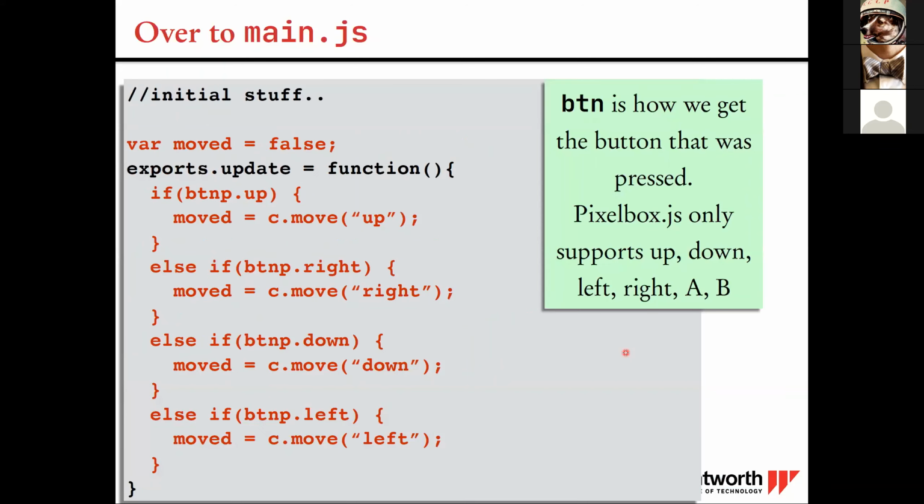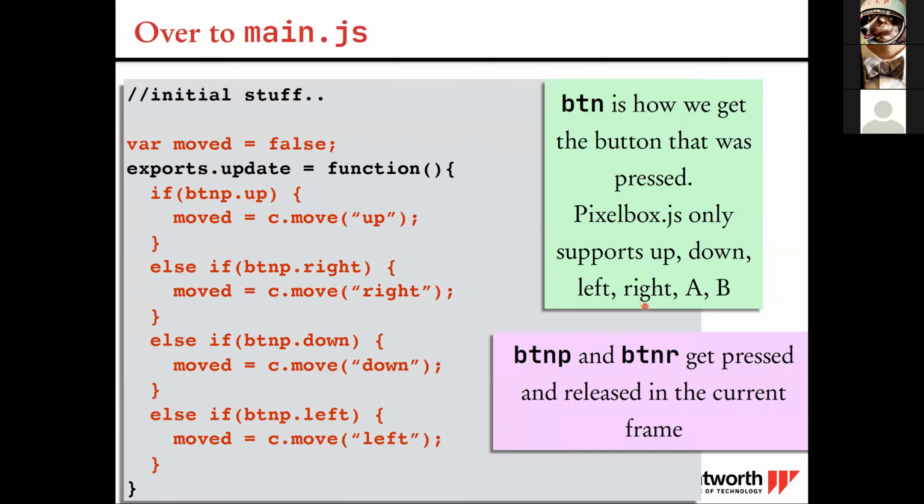All right, so I'm going to create one more variable before the function called moved, and then I'm going to write the code that actually is going to move us. So this btn thing, right? I have if btnp.up, and then I do some stuff. This is how we figure out if a button was pressed. So Pixelbox.js actually only supports up, down, left, right, A, and B. Like I said at the beginning, kind of like Game Boy type buttons. btnp and btnr check if it was pressed or released during the current frame. So we're just going to check if it was pressed.